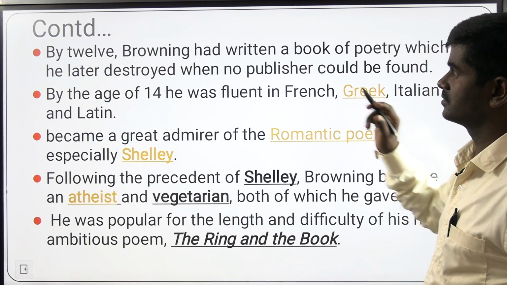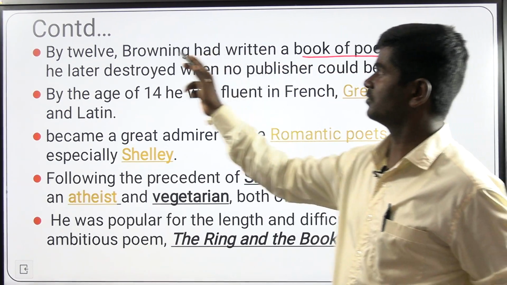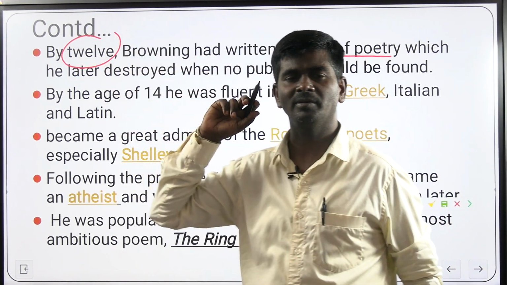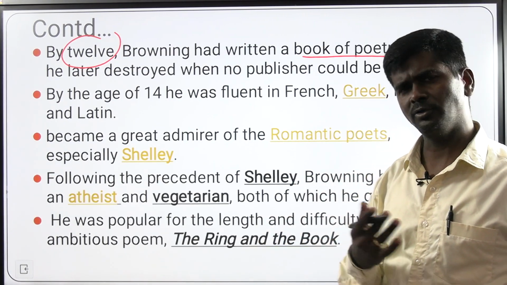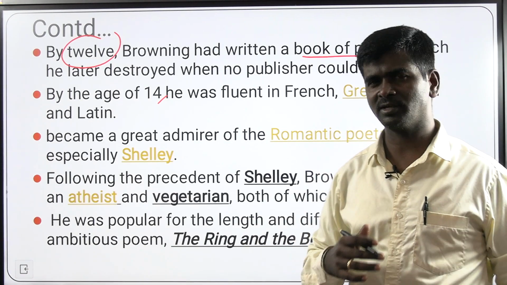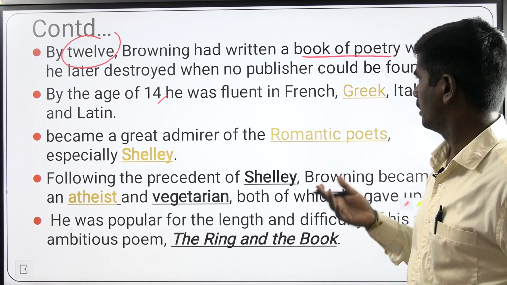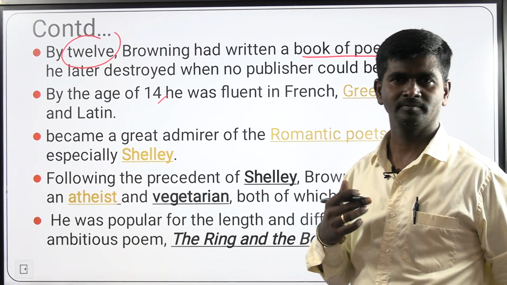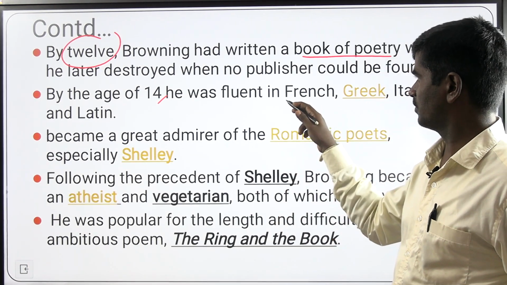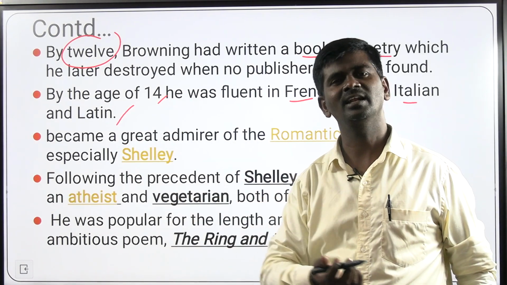The poetic qualities. By 12, Browning had written a book of poetry. At the age of 12 only, he was able to write a book of poetry, but he was not able to publish that due to other reasons. By 14, he became a polyglot. He was able to speak English, French, Italian, German, and Latin. Remember. So, he was fluent in French, Greek, Italian, Latin, apart from English.